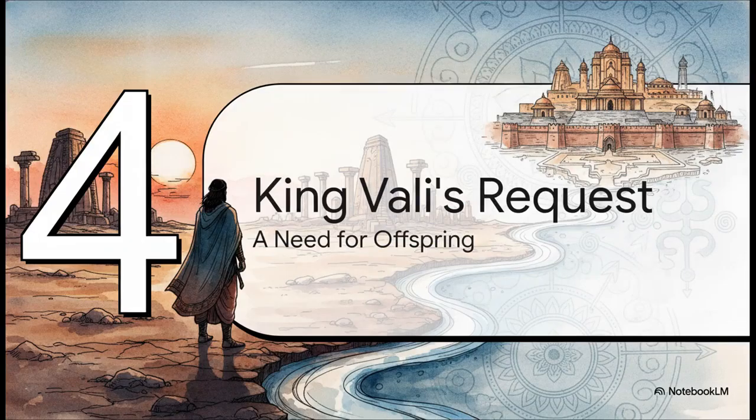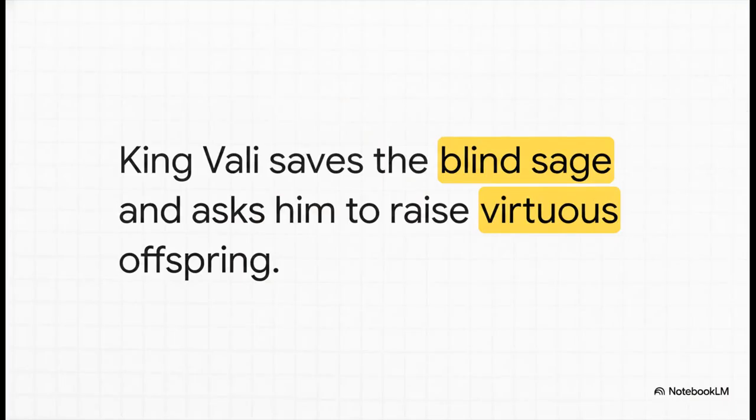Section 4. King Vali's Royal Request, a Need for Offspring. So how exactly does this desperate, lonely exile tie back into our macro-level geopolitical crisis? Remember that Kshatriya extinction we started with? Well, the blind sage is drifting along the stream, passing through the territories of various kings. Eventually, the raft reaches a monarch named King Vali, who happens to be bathing in the river. Vali pulls the raft in and saves the old man. But it turns out, King Vali has a major problem of his own. He desperately needs an heir.